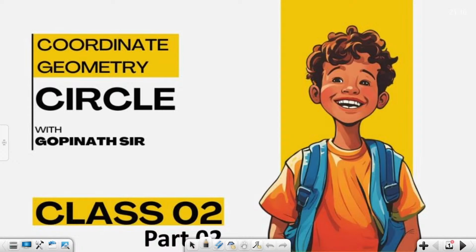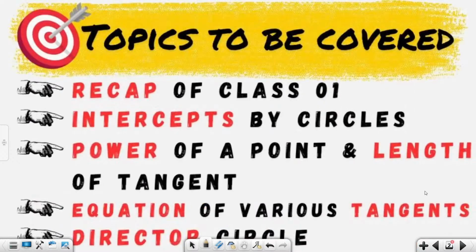In the previous session, what have we already completed? We have completed the intercepts by the circles, power of a point, and length of tangent. This we have already completed today in the morning. So now, in this class, we will start with the two left portions, which are the equations of various tangents. Mainly we will learn tangents, and then we will go for director circle.